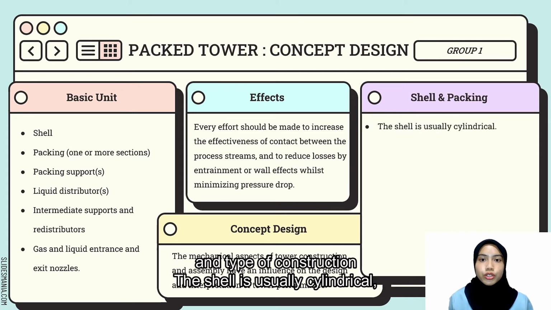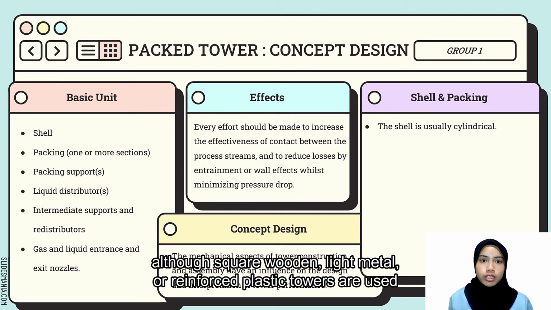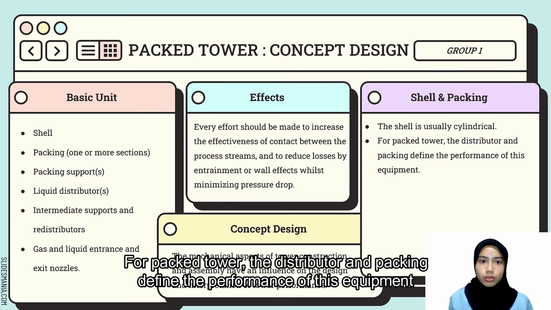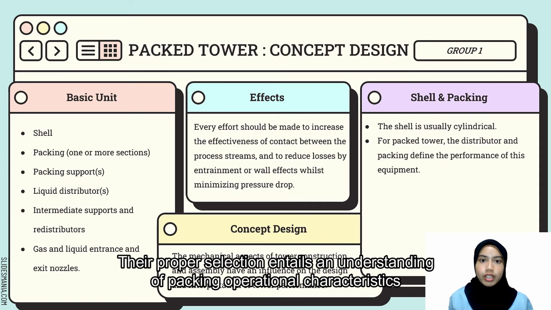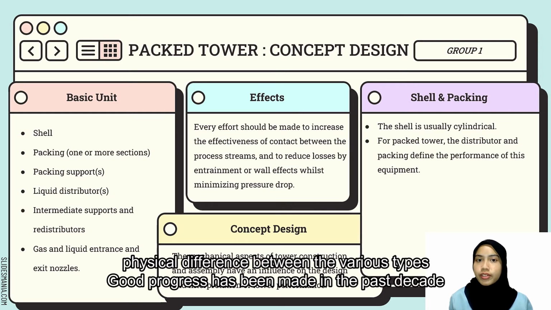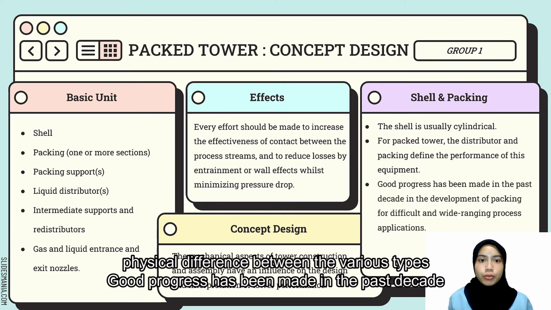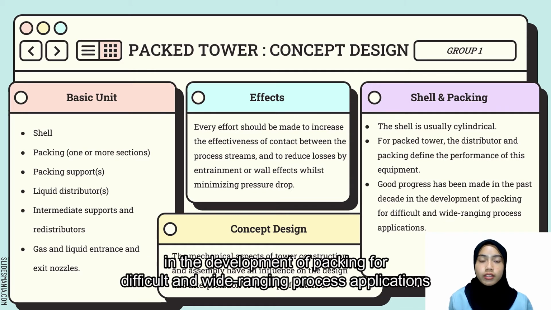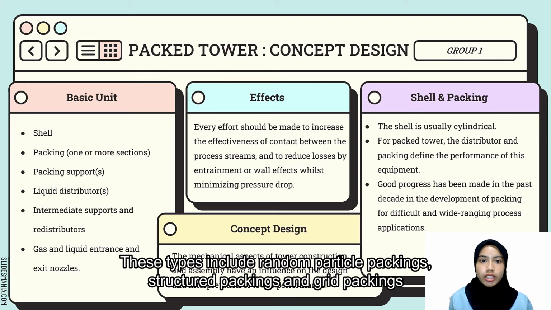The shell is usually cylindrical, although square wooden, light metal or reinforced plastic towers are used. For a packed tower, the distributor and packing define the performance of this equipment. Their proper selection entails an understanding of packing operational characteristics and the effect on performance of the points of significant physical difference between the various types. Good progress has been made in the past decade in the development of packing for difficult and wide-ranging process applications. These types include random particle packings, structured packings, and grid packings.